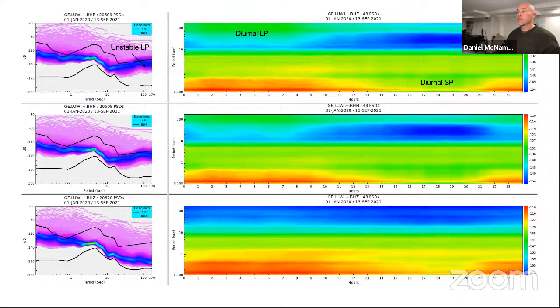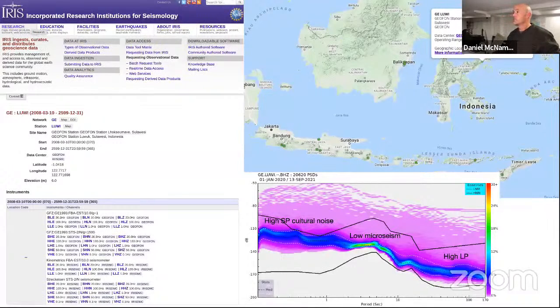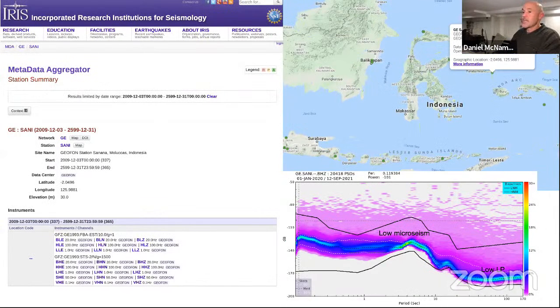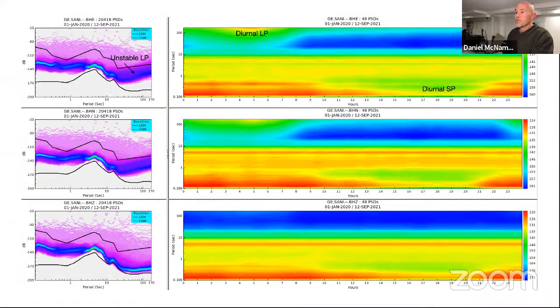Okay, what station? This is LUWI. I want to see that map again. Okay, there it is. And then moving to the next station, SANI. This looks very similar. Fairly good short period noise levels, low microseism and low long period noise. But again, this typical long period unstable behavior. Everyone's probably tired of me saying the same thing, but it's very typical behavior and is an issue that you might want to consider dealing with.